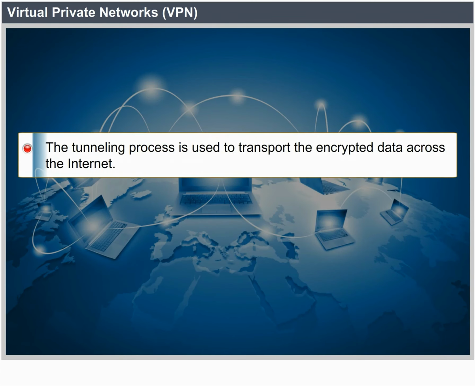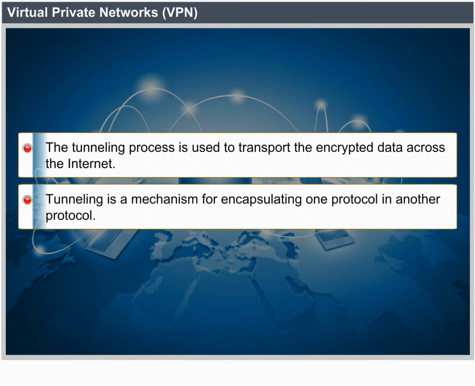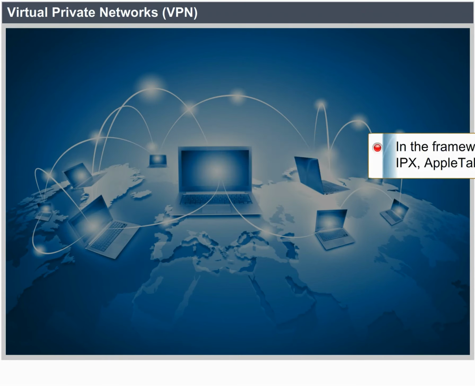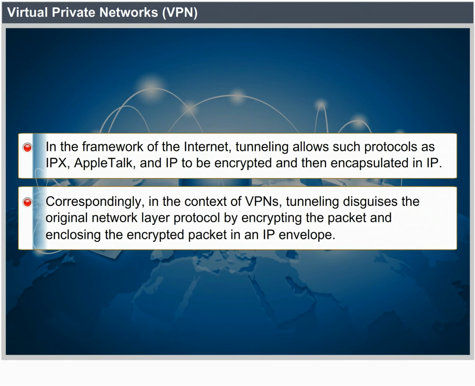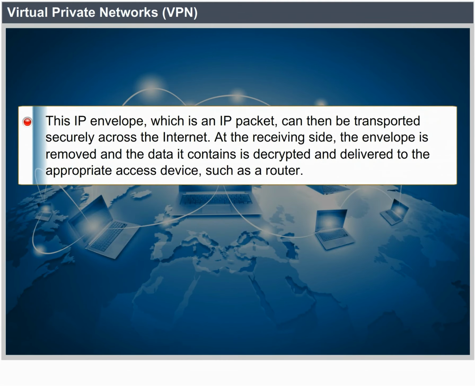Tunneling is a mechanism for encapsulating one protocol in another protocol. In the context of the Internet, tunneling allows such protocols as IPX, AppleTalk, and IP to be encrypted and then encapsulated in IP. Similarly, in the context of VPNs, tunneling disguises the original network layer protocol by encrypting the packet and enclosing the encrypted packet in an IP envelope. This IP envelope, which is an IP packet, can then be transported securely across the Internet. At the receiving side, the envelope is removed and the data it contains is decrypted and delivered to the appropriate access device, such as a router.